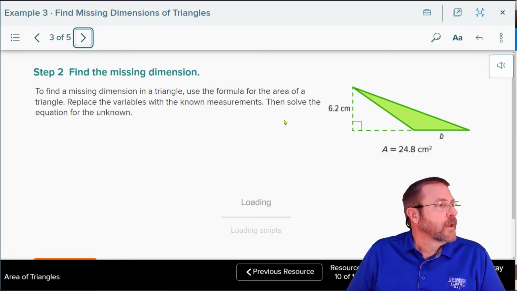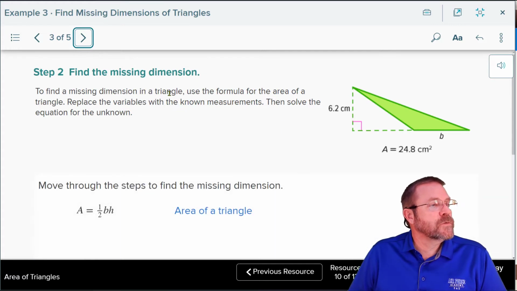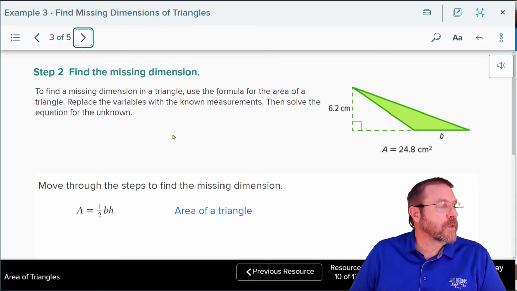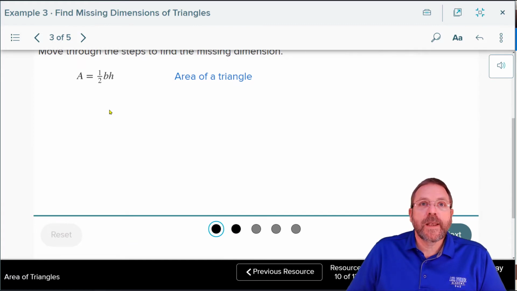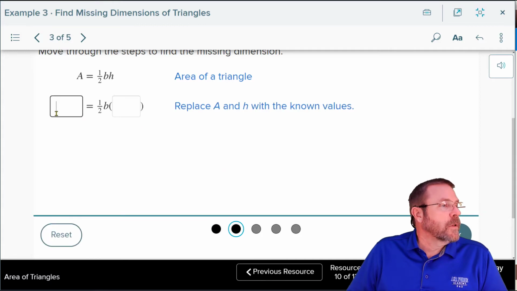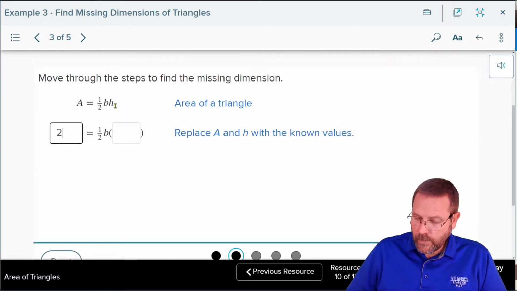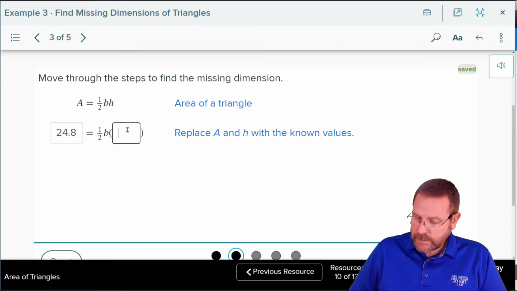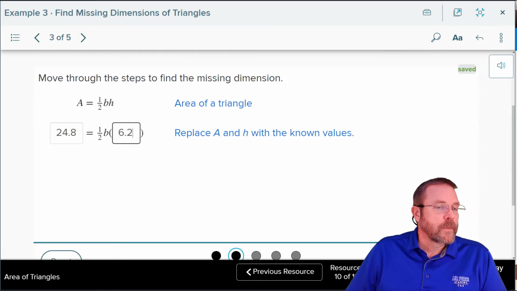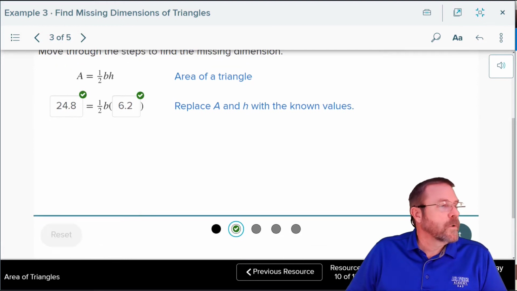From here, we're going to say to find the missing dimensions of the triangle, use the formula for the area of the triangle to replace the variables with the known measurements, and then solve the equation for the unknown. So we've got the formula that they chose to use, which is area equals 1/2 times the base times the height. From there, they're going to plug in the area we know is 24.8 and the height we know is going to be 6.2. That's going to check.